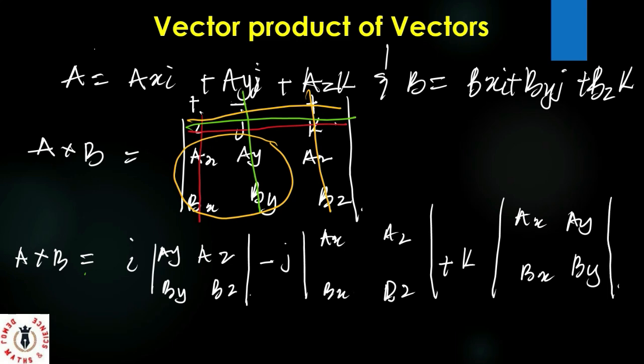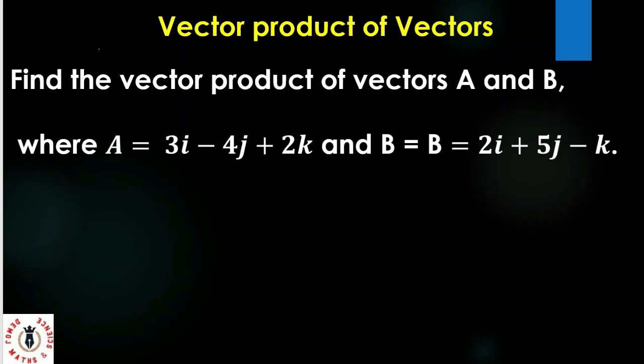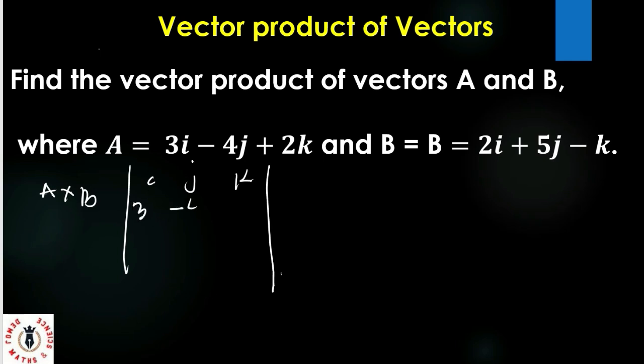Now this is quite easier than the first method. Let's apply this in solving a question. Our question says we should find the vector product of vectors A and B, where A is 3i minus 4j plus 4k and B is equal to 2i plus 5j minus k. We'll be saying that A times B using the determinant method, I'll have i, j, and k. Here will be 3, minus 4, 4, here will be 2, 5, minus 1.